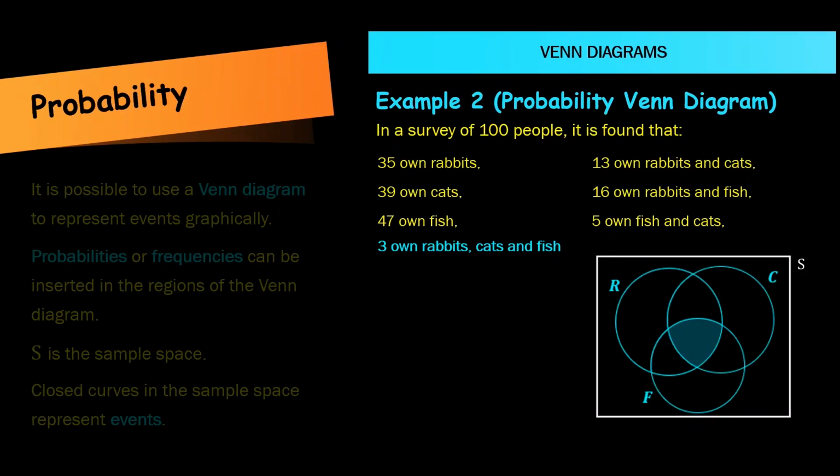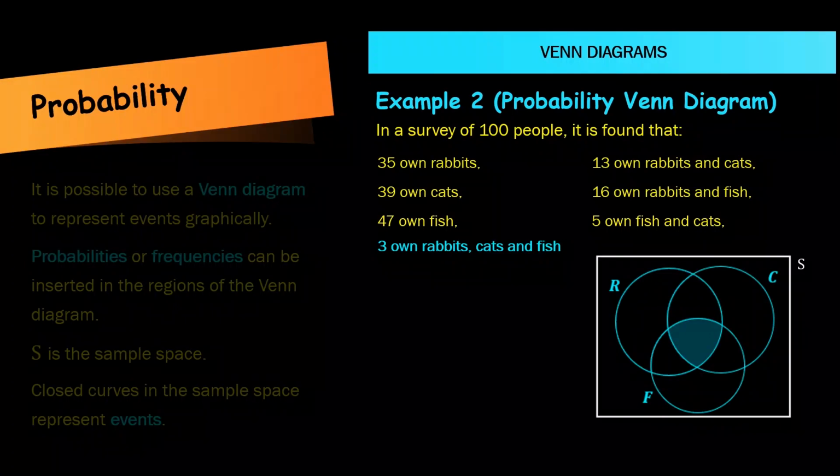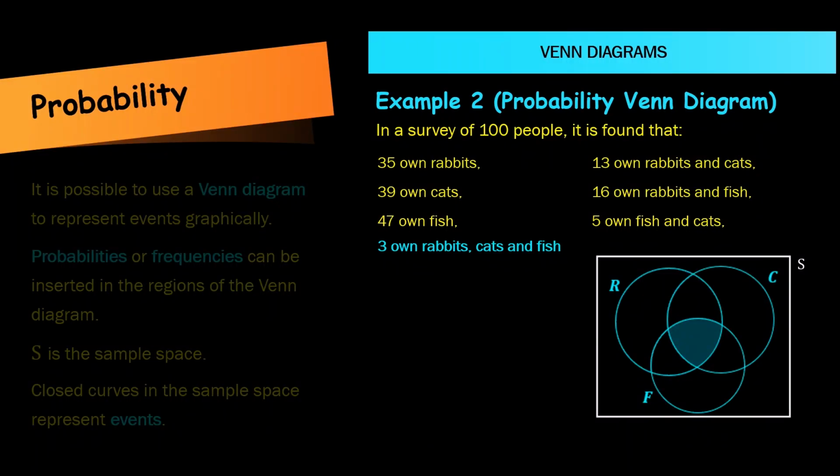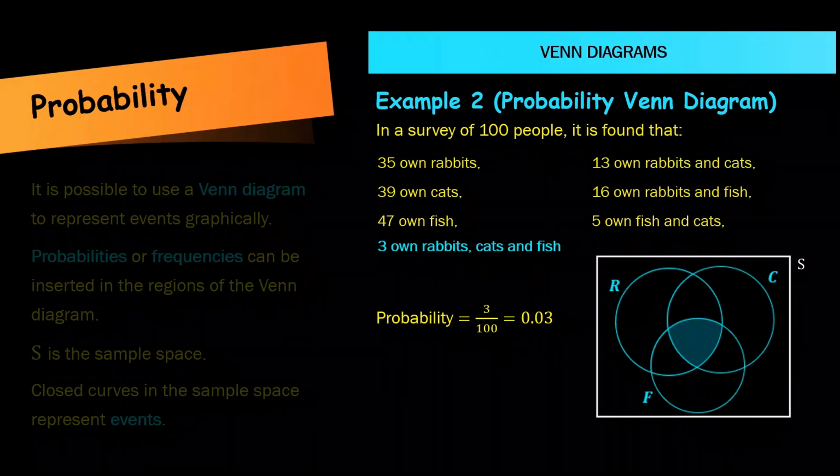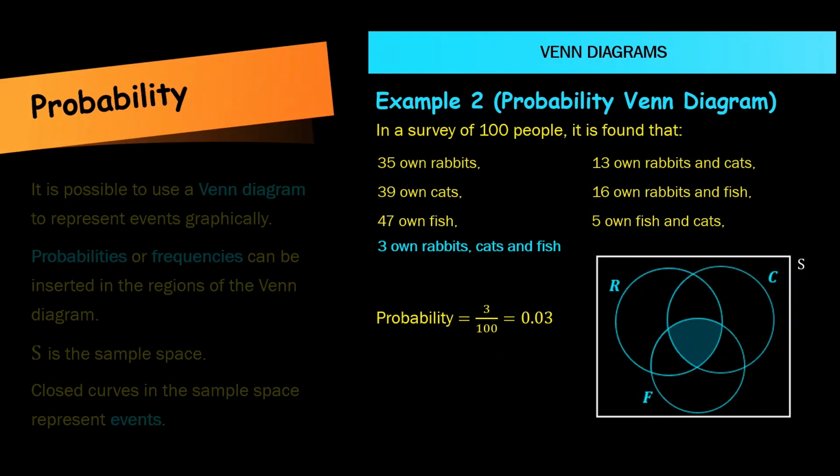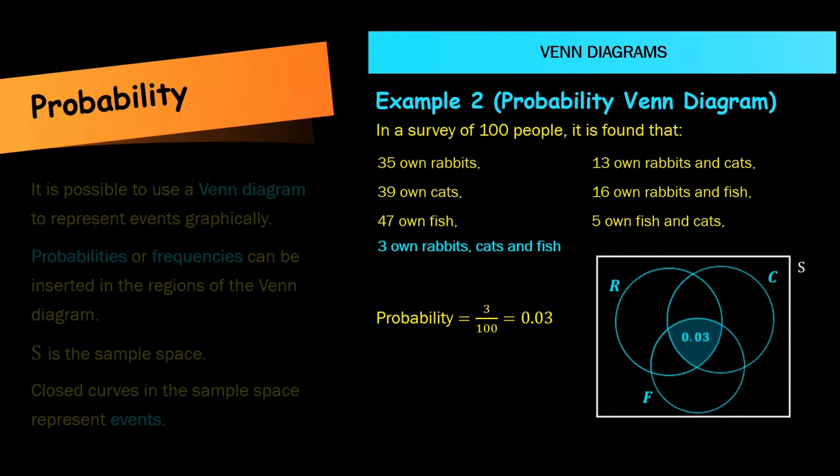We're going to start creating the Venn diagram, or entering the numbers in the Venn diagram, from the center. And at the moment we've got the highlighted area representing rabbits, cats and fish. And we've also got that 3 people own rabbits, cats and fish. So the probability of somebody owning rabbits, cats and fish is 3 out of 100, since we have 100 people in the survey. Therefore, we're going to enter 0.03 in the center of the Venn diagram as shown.